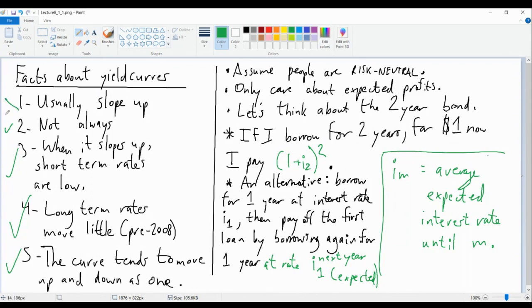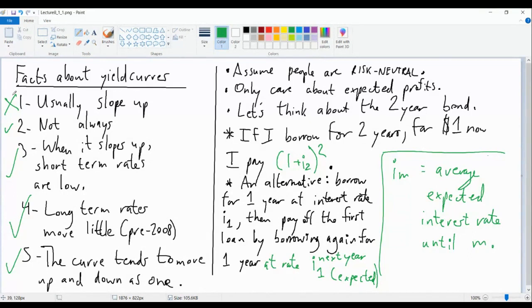But here we have a problem. According to this theory, interest rates on long-term bonds equal the average interest rate you expect over that time frame, right? So according to this theory, if a yield curve is sloping upwards, it means that you must expect interest rates to rise, because it means that the expected interest rate tomorrow must be larger than the one today.